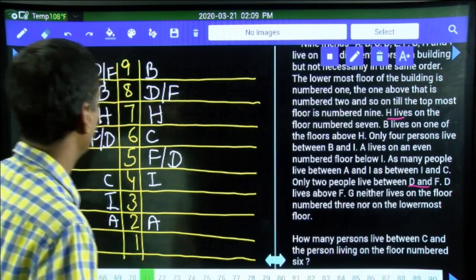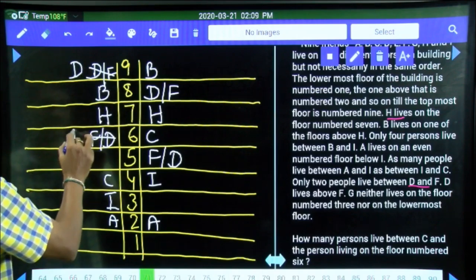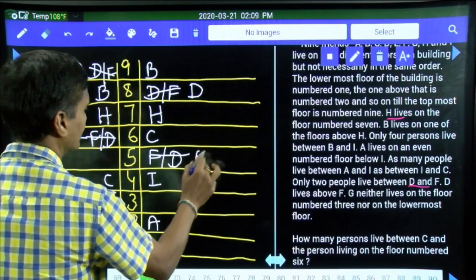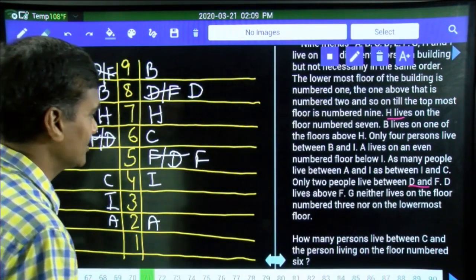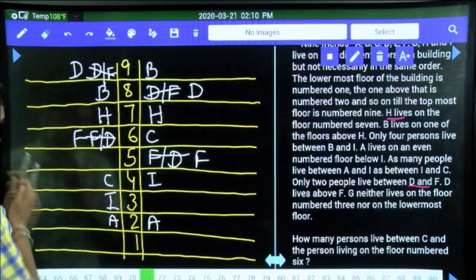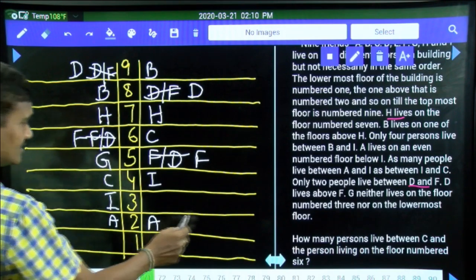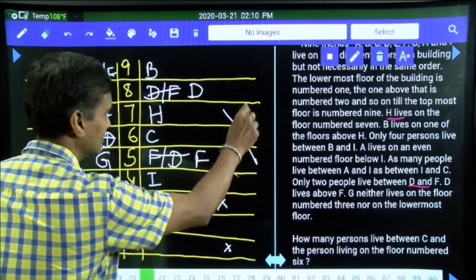D lives above F. What is చాలా క్లియర్గా ఇచ్చాడు? D is above F, D is here, F is here. And similarly here also D is above F. D is here and F is here. D lives above F. G neither lives on floor number 3 nor on the lowermost floor. G ఇక్కడ లేదు, ఇక్కడ లేదు. కనుక G must be at this place. ఇక్కడ G ఇక్కడ లేదు అంటే ఇంకెక్కడ ఉండే ఛాన్సే లేదు. And this case is completely ruled out.